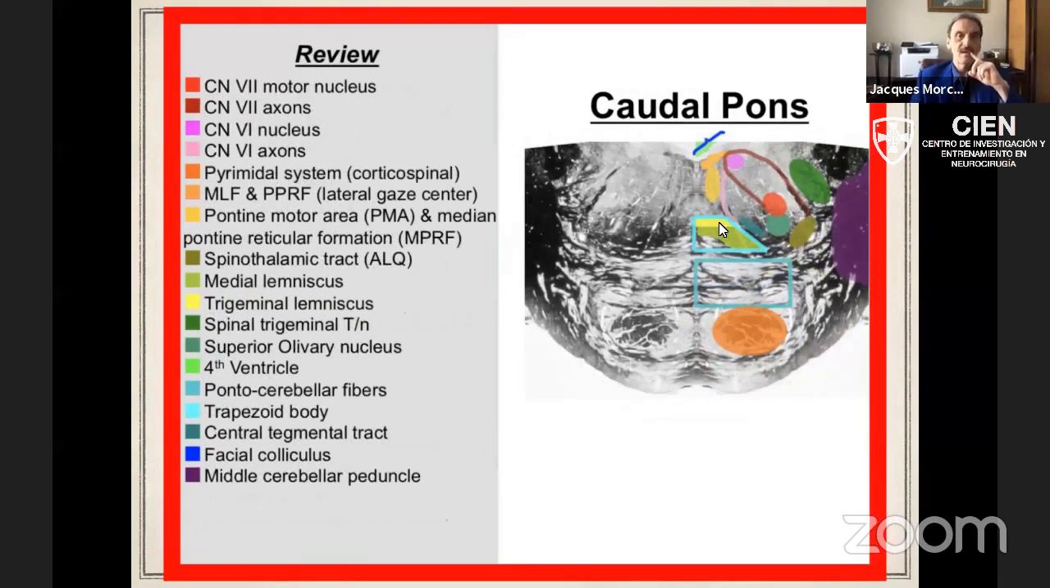safe zone. In the caudal pons, again, you can look at the pontine area here, the pyramidal system, and you can see the trapezoid body, which has both the medial and the trigeminal lemniscus. You can see the facial colliculus around the sixth nerve, the paraabducens, center for lateral gaze in the floor of the fourth ventricle, and many other things.